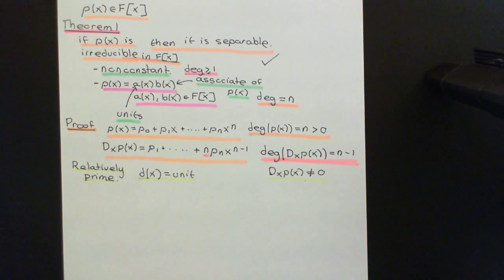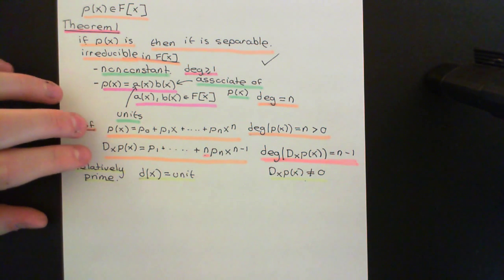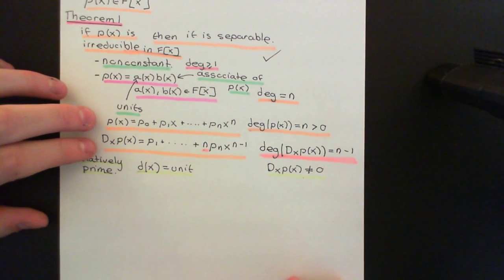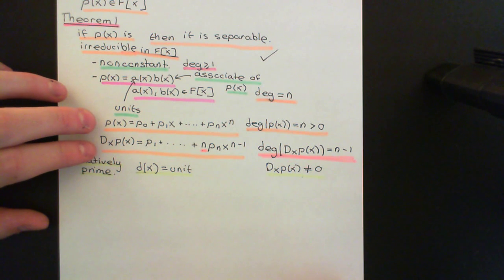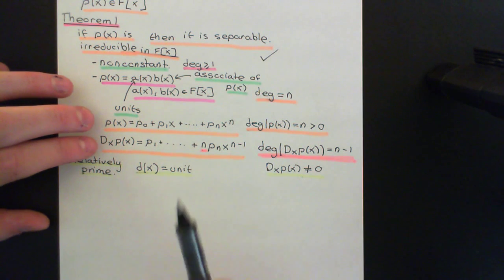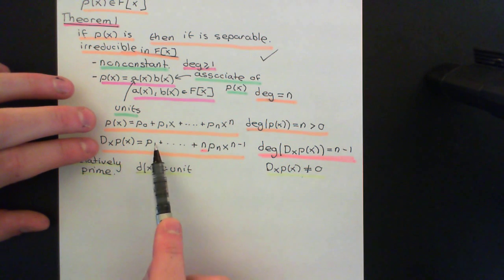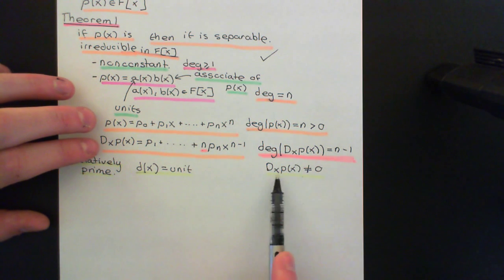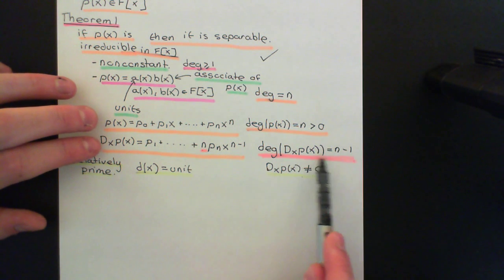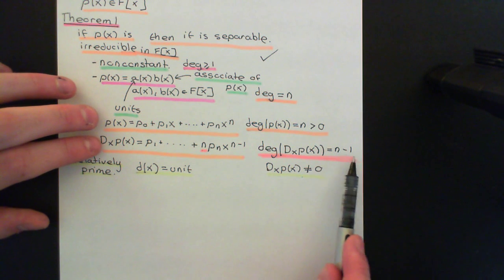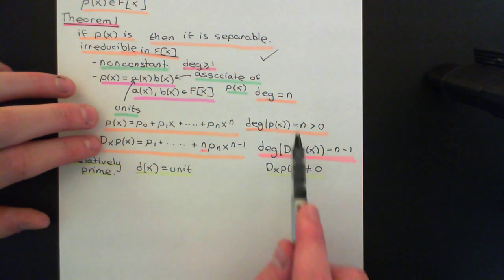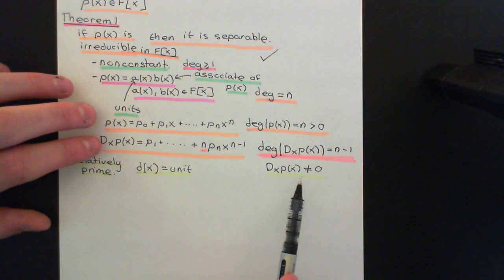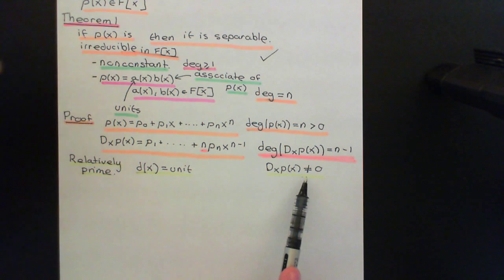So I promised to re-stress the importance of the fact that the field was characteristic 0. The entire argument hinged on us being able to show that the polynomial p of x, which was irreducible, was relatively prime to its derivative. And being able to show that it was relatively prime to its derivative relied on this formula and this statement here, that the derivative had degree n minus 1, one less than the degree of the original polynomial, and that the derivative was not equal to 0.